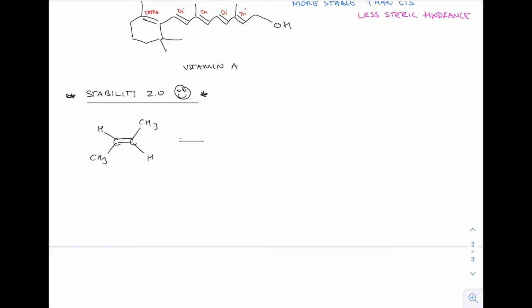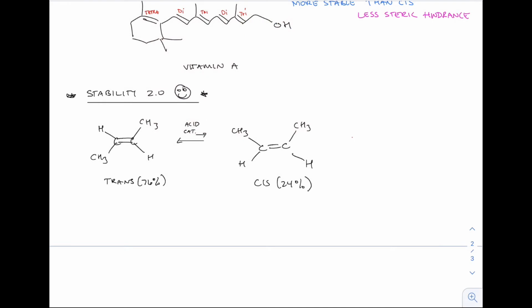Okay, so imagine we had an acid catalyst in here, and we're able to swap back and forth in equilibrium from a trans to a cis alkene. You don't need to know why, but what you do need to know is that the population of the trans is 76%, and the population of the cis is 24%. Now, this can be done spectroscopically to determine if it's cis or trans, right? Because you have different coupling constants for those hydrogens.